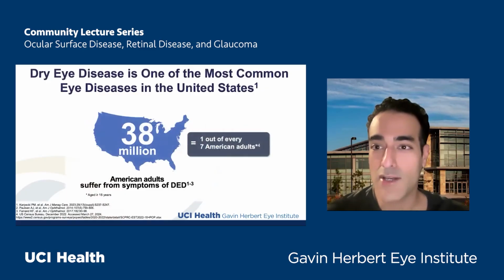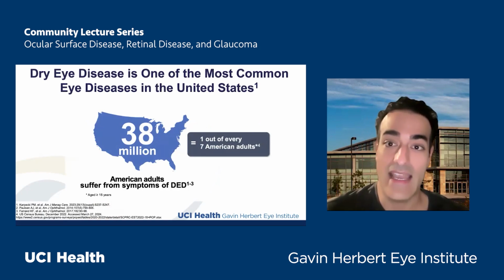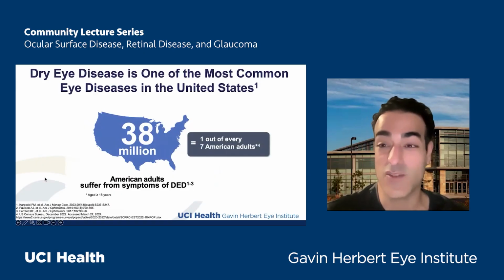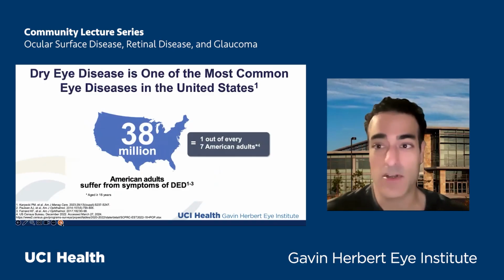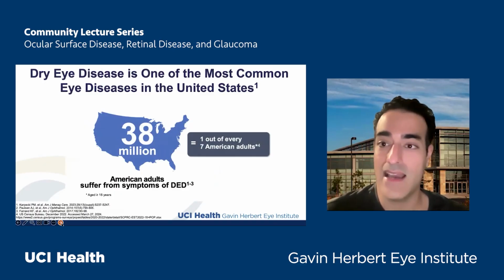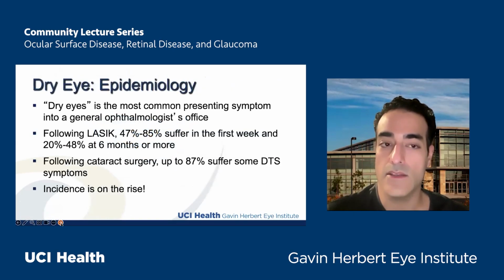So when it comes to ocular surface considerations and cornea, when it comes to cataract surgery, the most common is dry eye. And dry eye is actually one of the most common eye diseases in the United States. 38 million people suffer from this condition, so that's 1 in 7 Americans. And so that on its own is a separate topic, but it does affect cataract surgery. And, in general, the most common presentation to the eye clinic is dry eye.